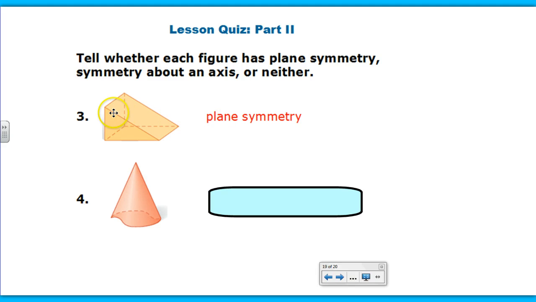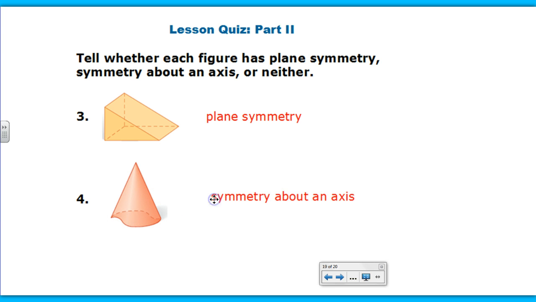we have plane symmetry. Imagine a vertical plane cutting right down the center of this. And this is interesting. It has a bit of a wavy base, right? So this has symmetry about an axis, actually. If you draw a line straight through the vertex and down through the center, we could have a 180-degree rotation.